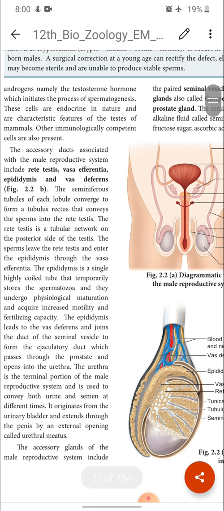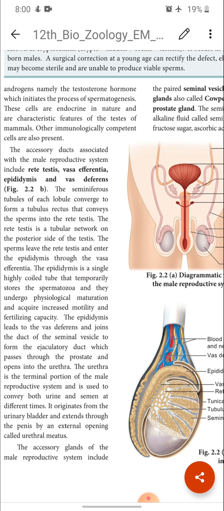Last class I discussed the introduction of the reproductive system and its functions. Regarding the male reproductive system, I discussed its structure, isn't it, children? Today also I am going to discuss the structure of the male reproductive system. Last class I discussed only the testes. So today I am going to discuss all the ducts and glands which are associated with the male reproductive system.